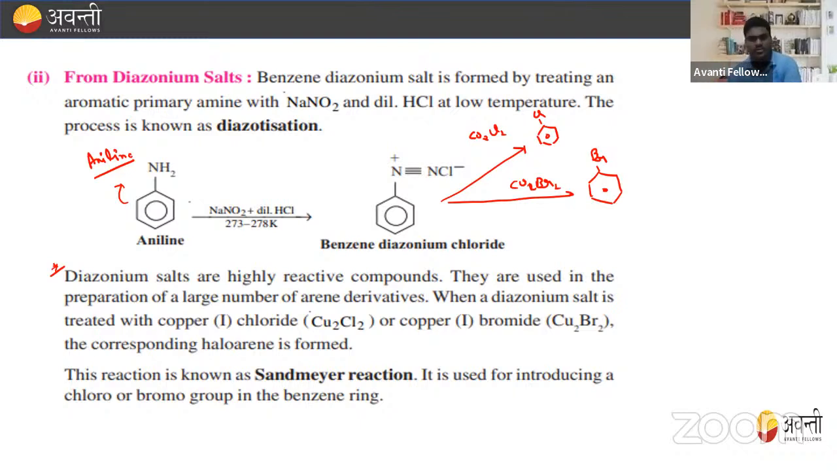This reaction is known as the Sandmeyer reaction and it is used for introducing a chloro or bromo group in the benzene ring. So just remember this thing. It is known as the Sandmeyer reaction.